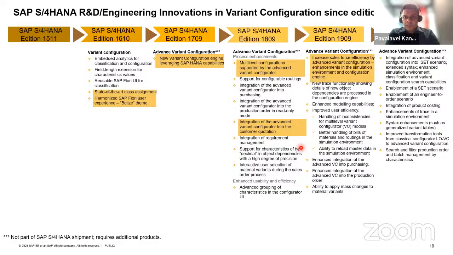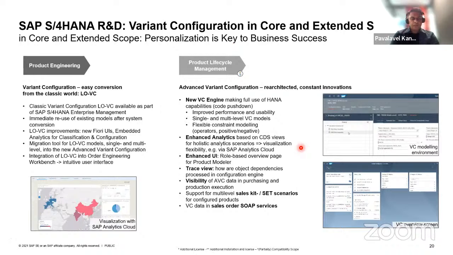So increase sales force efficiency by advanced. So this was again in variant configuration wherein you can create simulations and you have a configuration engine. So we have a small demo on the simulation coming up next. So these are more innovations which have come up in 2021 on the simulation of your variant configuration.